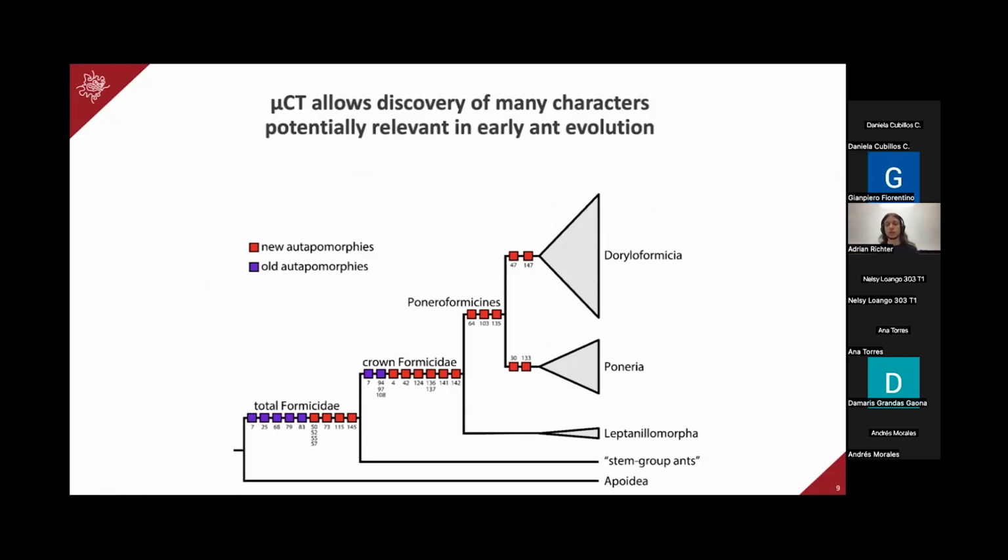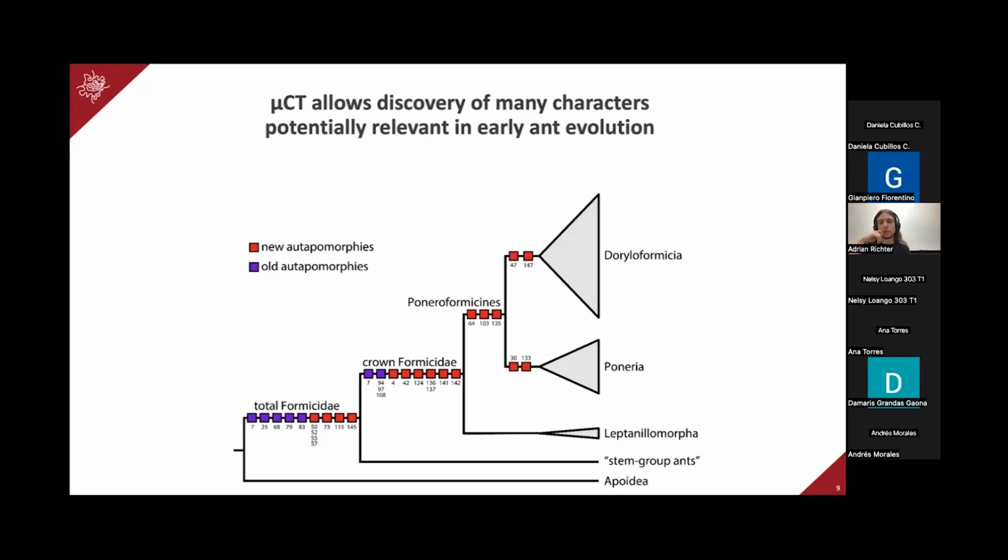I did discover a lot of new potential character transitions, autapomorphies, for these deeper nodes of ants. So this is a very simplified phylogeny. Maybe some of you will know the study by Brendan Boudinot, where he revised ant systematics and the whole classification with the names of the different clades of ants. That is still not published, it's still on bioRxiv, but back then it had just come out, so I used these names.